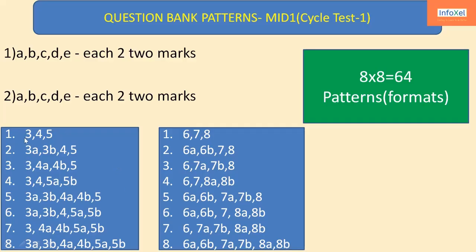So for question numbers 3, 4, 5, there are 8 possibilities with or without subdivisions. Similarly, for question numbers 6, 7, 8, there are 8 possibilities with or without subdivisions. So 8 into 8 is 64. So 64 different patterns or formats are possible.